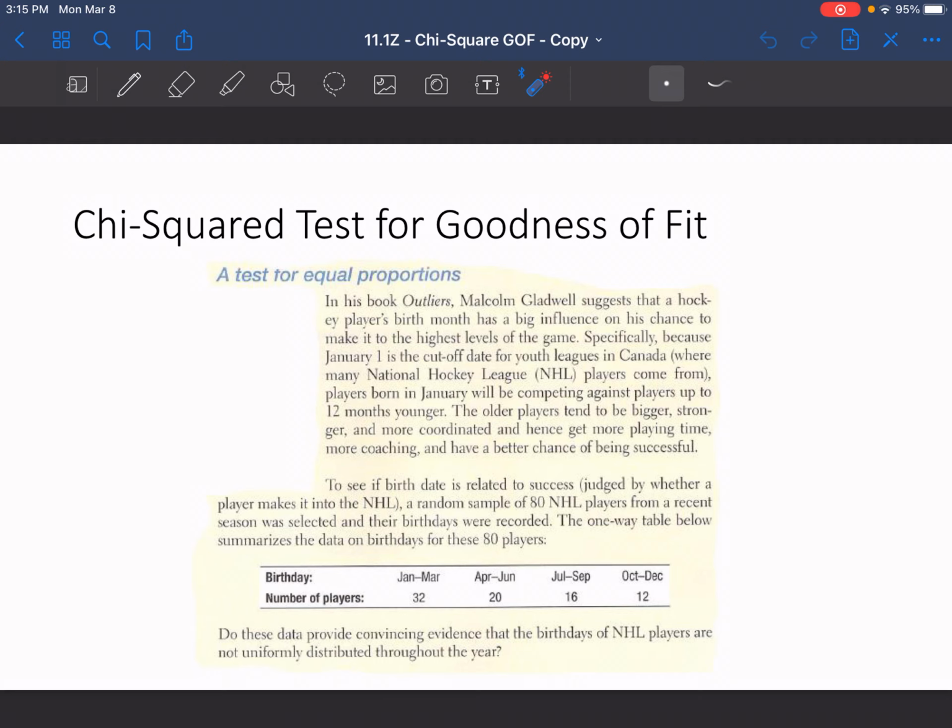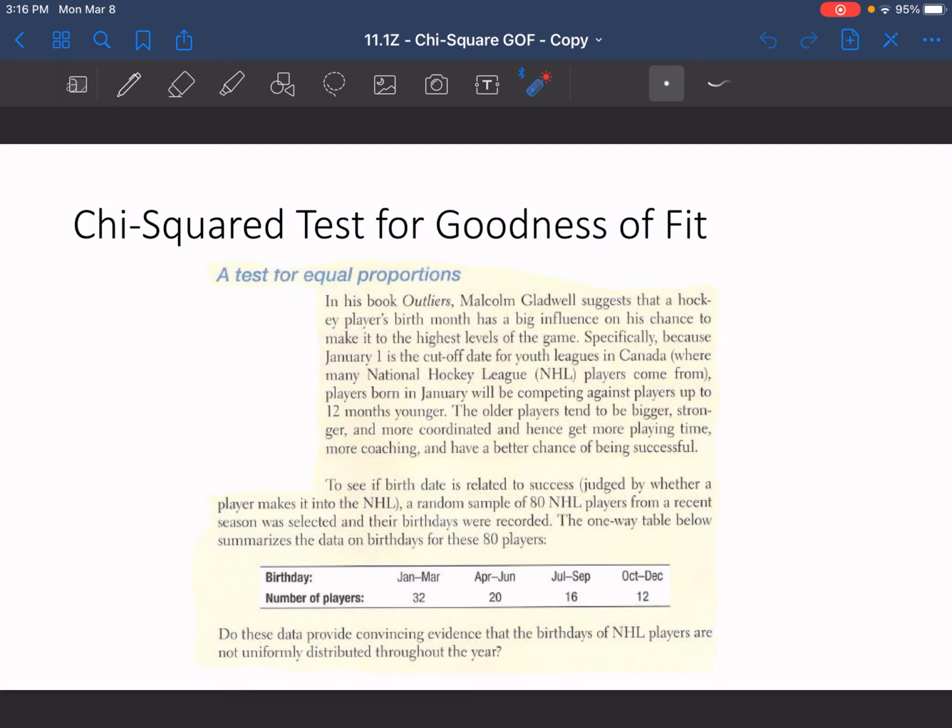So essentially what they did was they took 80 NHL players and tried to see when their birthday actually was, to see if January birthdays had more of an effect on these young men becoming players that would compete in the NHL. So we noticed that there are 32 players with birthdays between January and March, 20 players with April to June birthdays, 16 with July to September, and 12 with October to December.